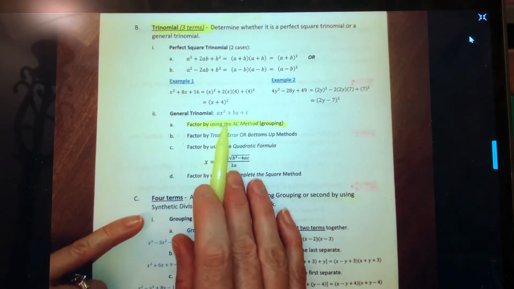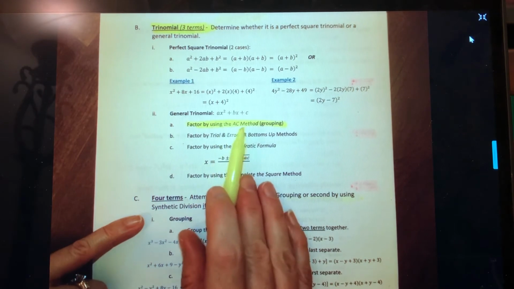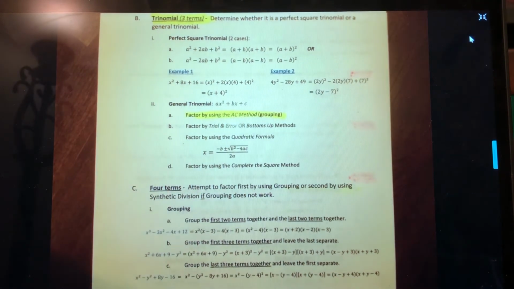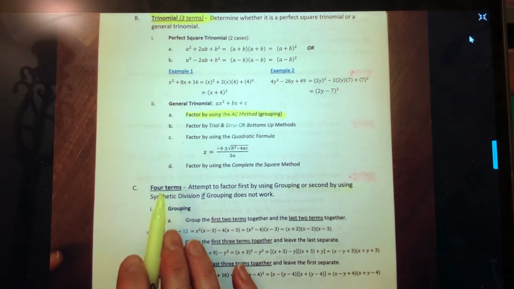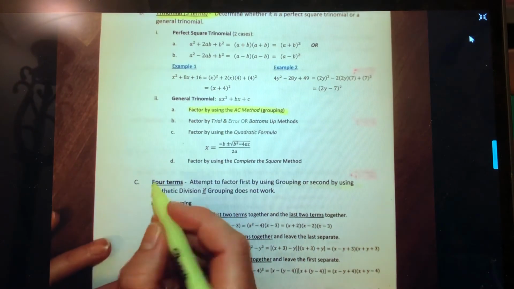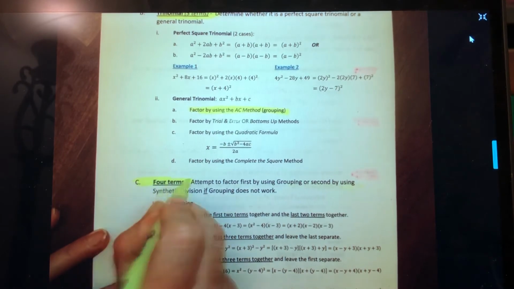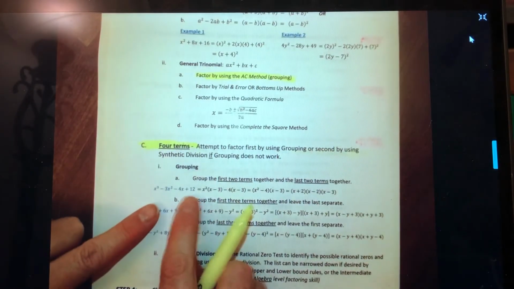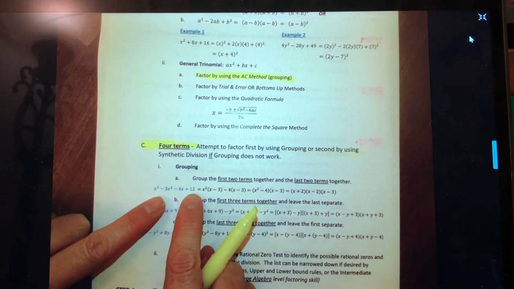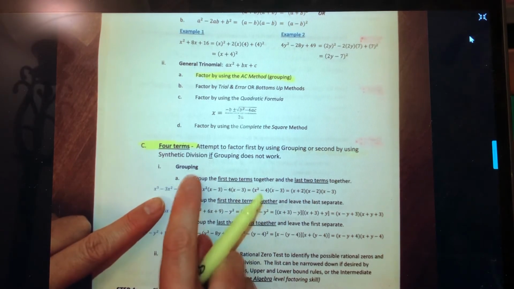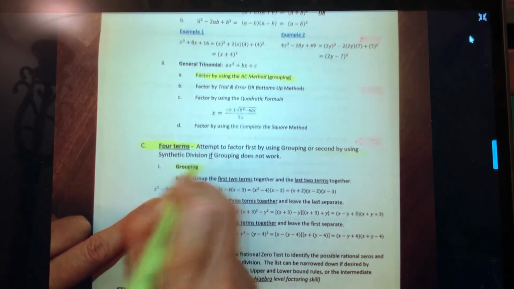But a lot of students, especially beginners, can't do this, and the AC becomes a really good sound approach. The third type of polynomial you can have is something I would just call a four-term polynomial. And what that literally means is, here are a few examples. You have a polynomial and there are four terms. When that's the case, we try this method called grouping.